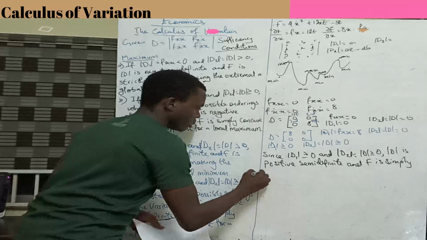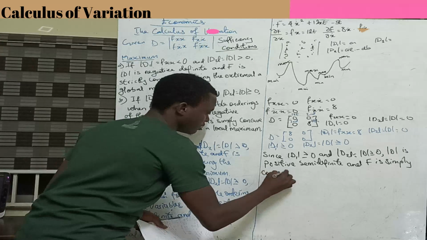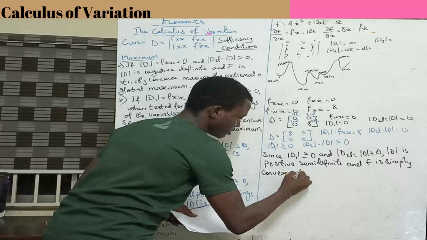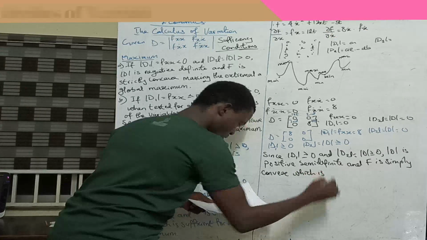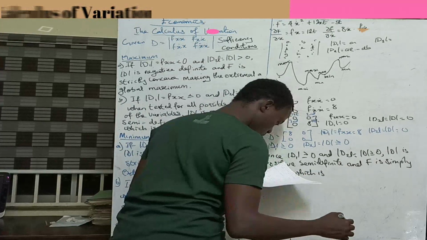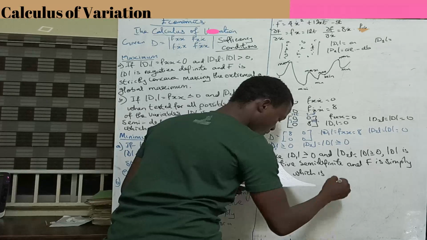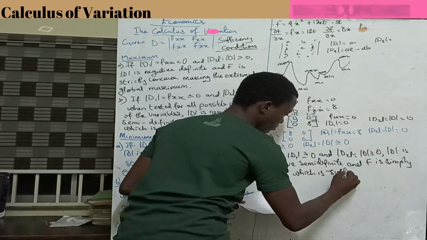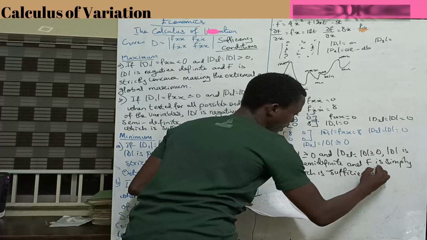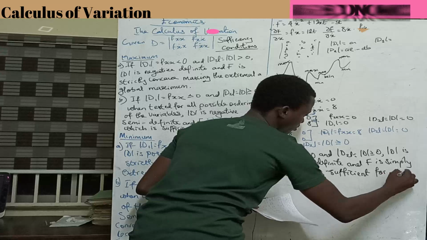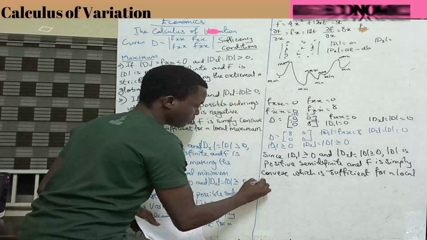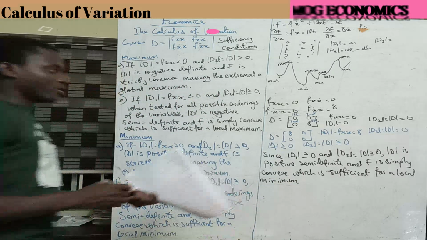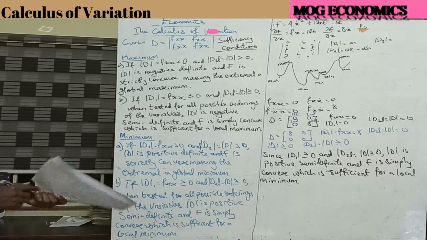Revealing or showing, okay, which is sufficient for a local minimum. So that's that. We are done solving the question and testing for the sufficiency condition.